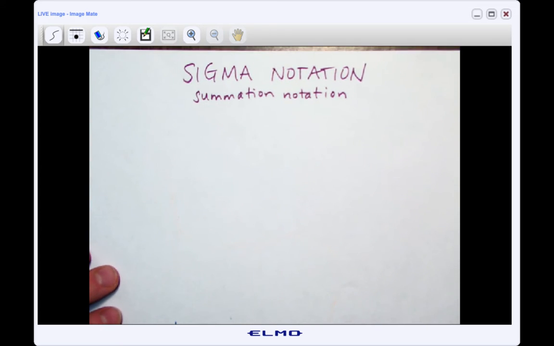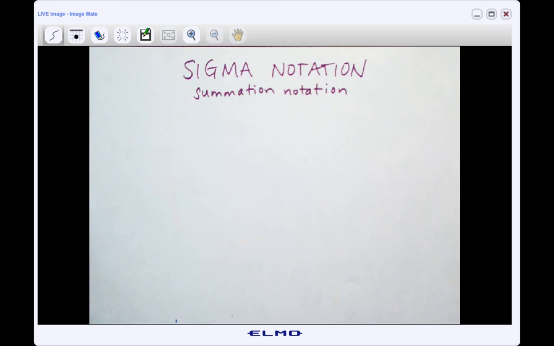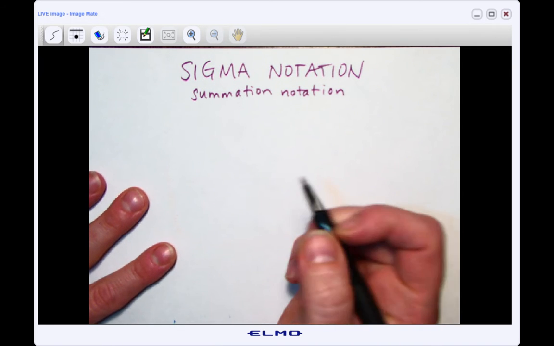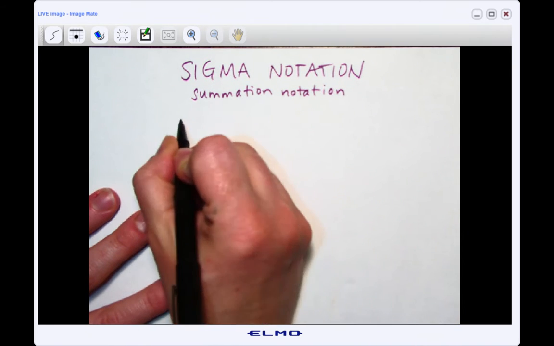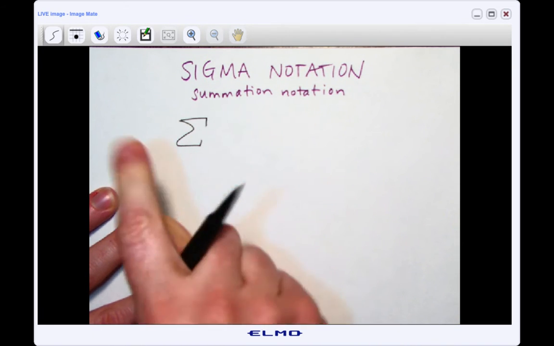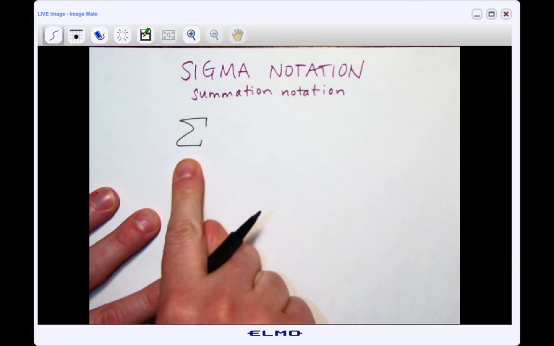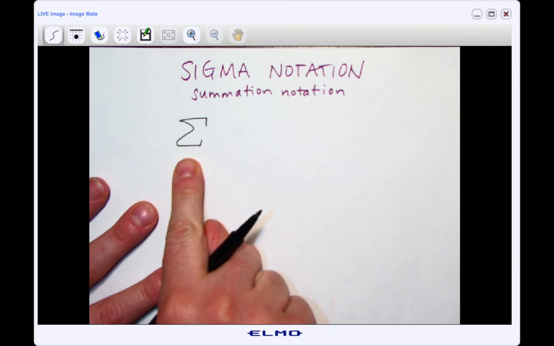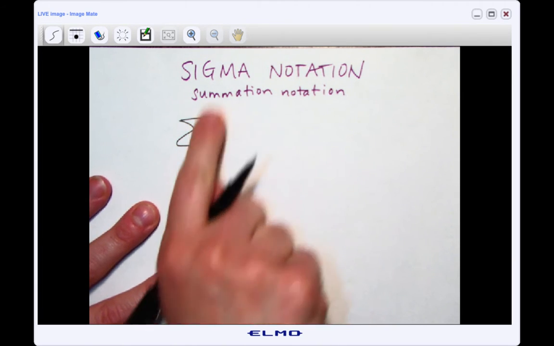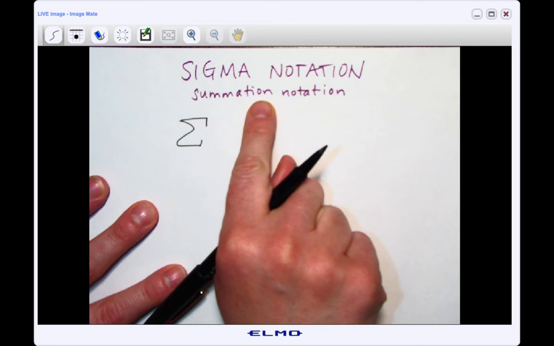Okay, so we're going to be talking about sigma notation or summation notation. And this looks much scarier than it actually is. The reason why we call it sigma notation is because we use this letter sigma to represent what we're talking about here. And what are we going to be talking about? We're going to be talking about a summation.